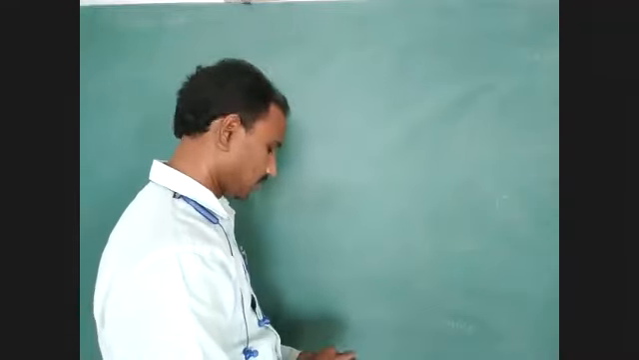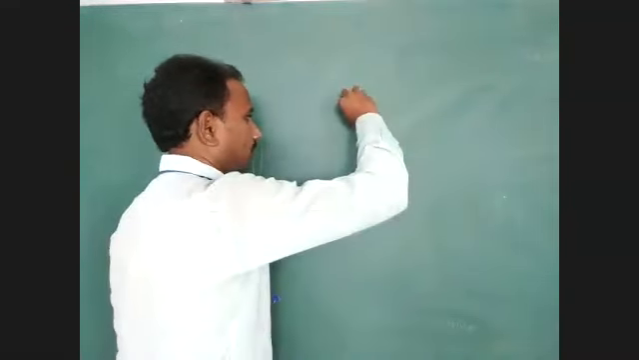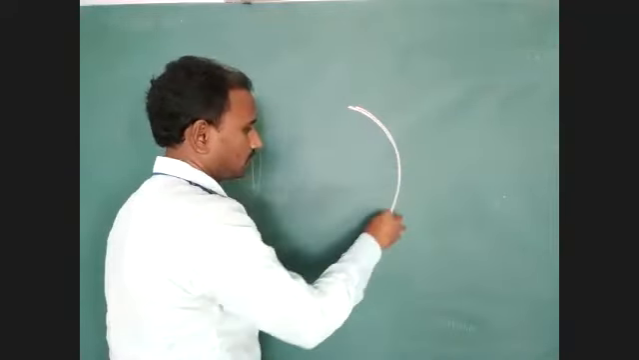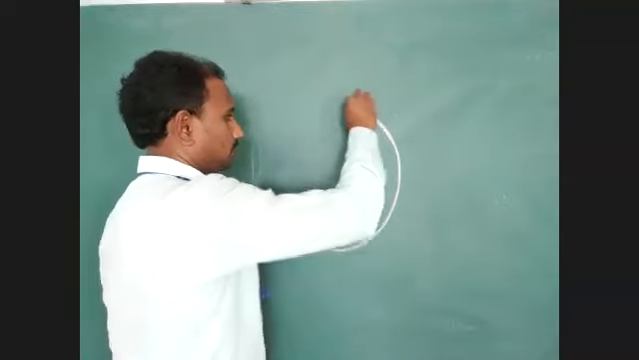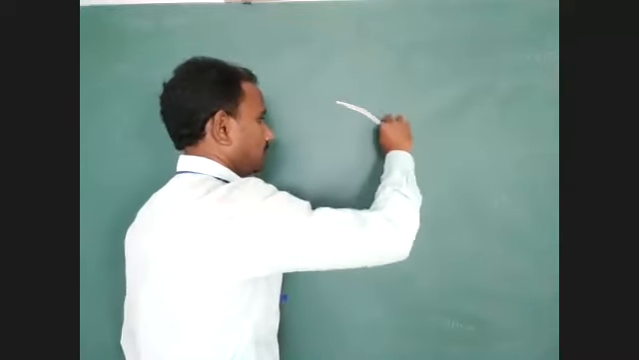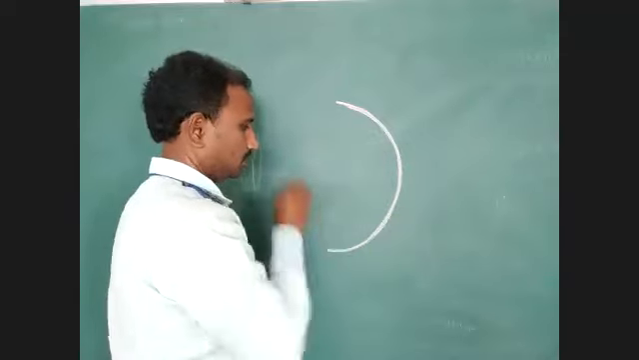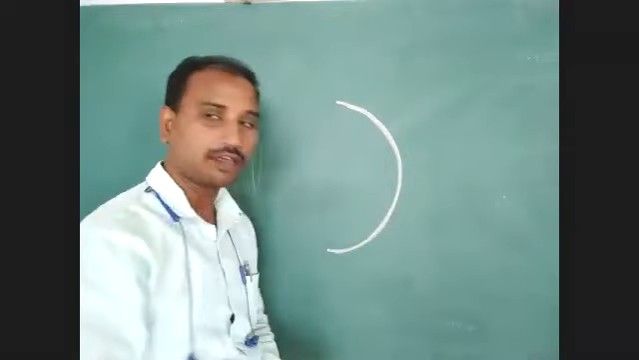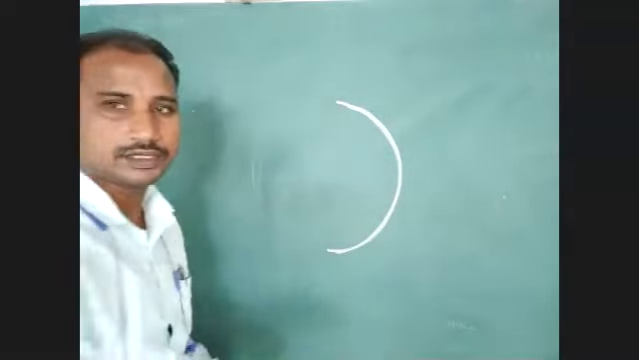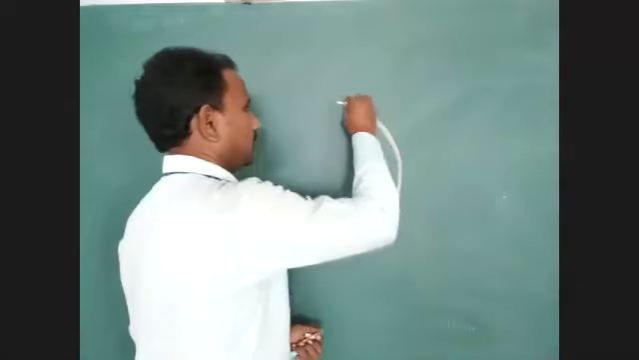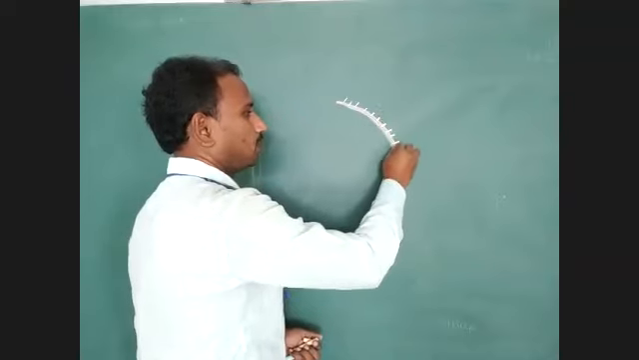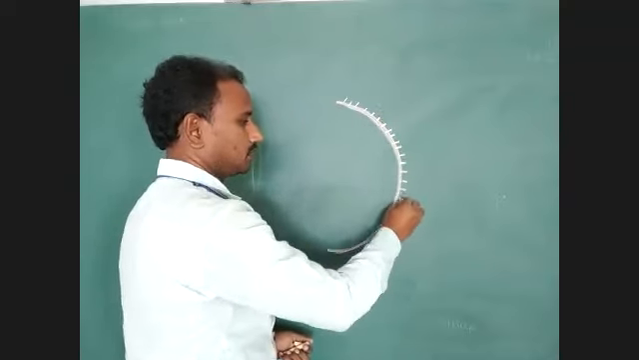Okay, students, now we want to identify these one by one. First we imagine the concave mirror. This represents one curved mirror. Which mirror is it? Concave mirror. For a concave mirror, we consider the reflecting surface to be inside. But what about the outside? The outside surface is an opaque surface.